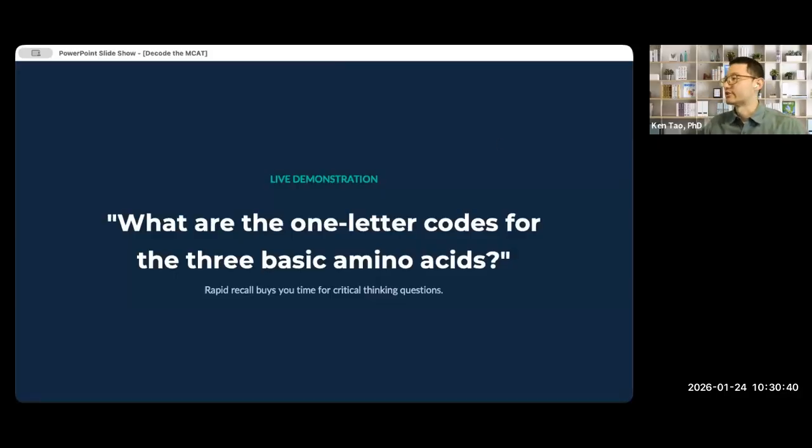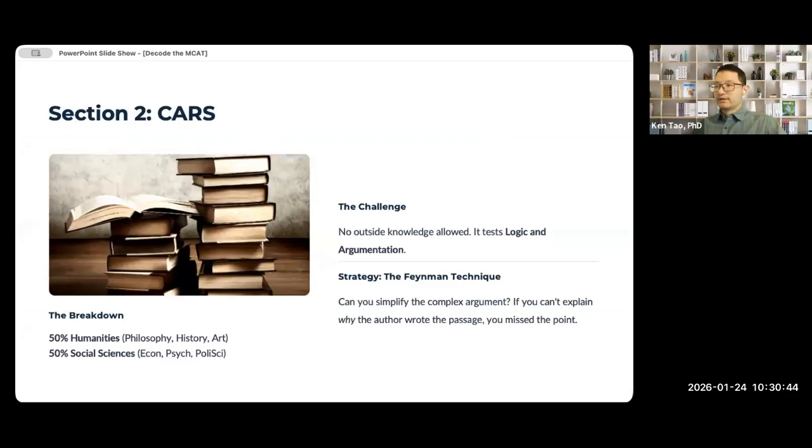All right, so that's the Chem Phys section. Let's now move on to the CARS section. The CARS section, for a lot of students, can be the most difficult section, and that's because it doesn't test any knowledge of science content. It also doesn't test any prior knowledge of humanities or social studies. What I mean is, half the passages in the CARS section are going to be on humanities topics, and half the passages are going to be on social studies topics.